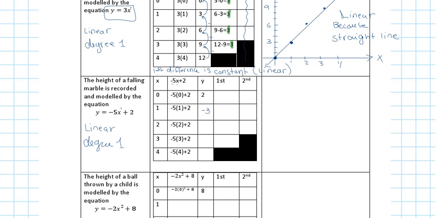Second one, my x value is 2. So I replace the x with a 2. So I have negative 5 times 2. Negative 10. Plus 2. Negative 8.